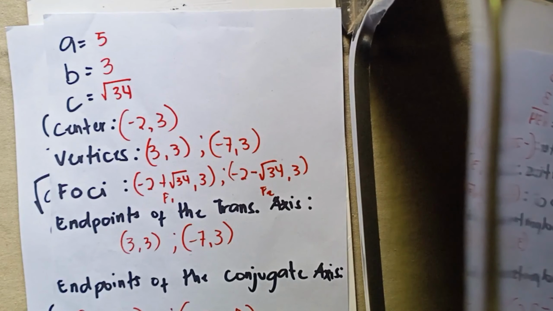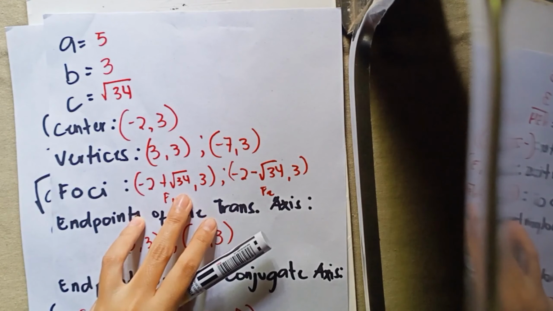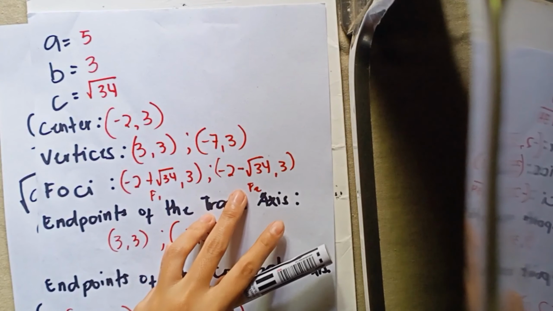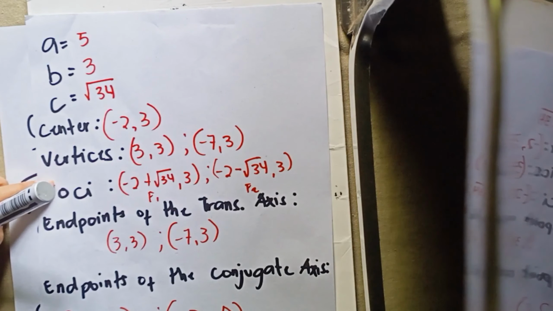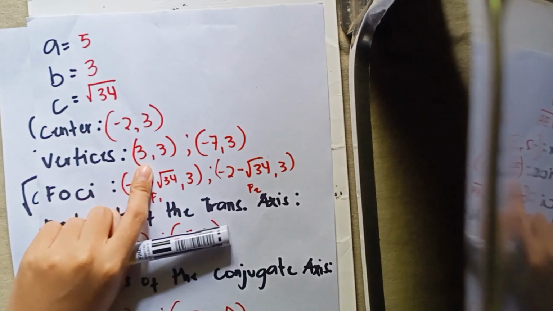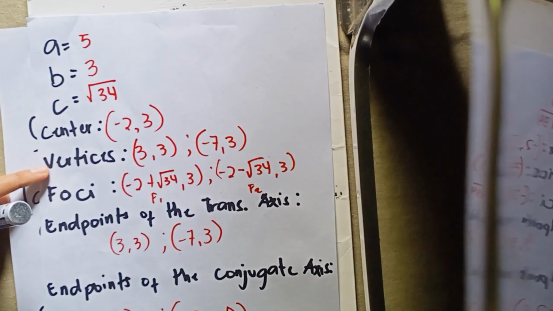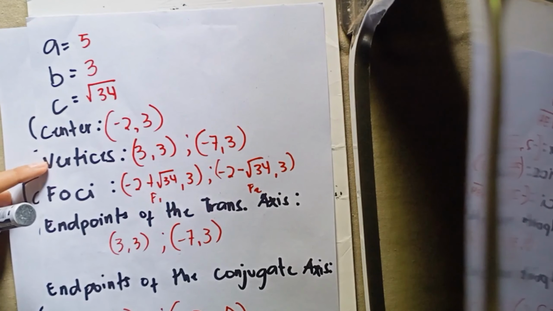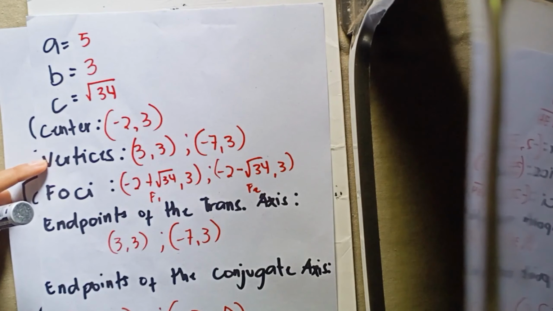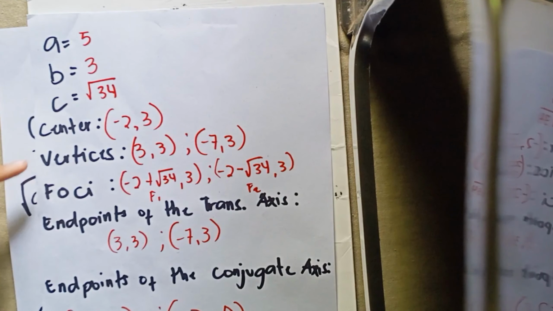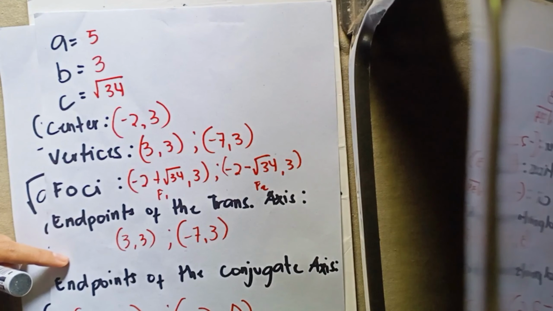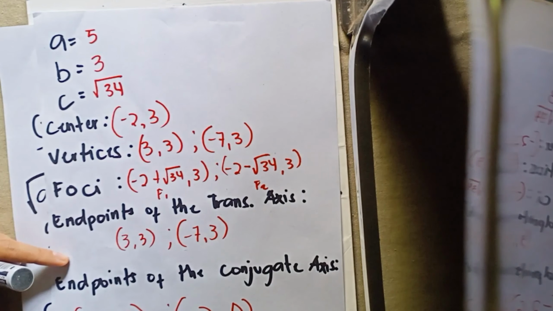Okay, so since we have found the coordinates of the foci, the foci are negative 2 plus square root of 34 and 3, then negative 2 minus square root of 34 and 3. Next are our vertices, 3 and 3, and then negative 7 and 3, the two coordinates of our vertices. Then the endpoints of the transverse axis are also our vertices, so we copy that. The endpoints of our conjugate axis are negative 2, 6 and negative 2, 0.